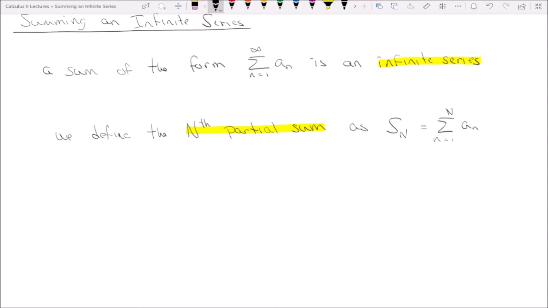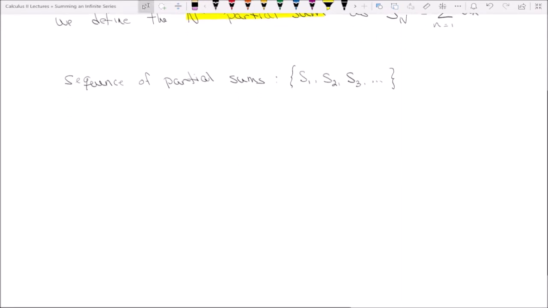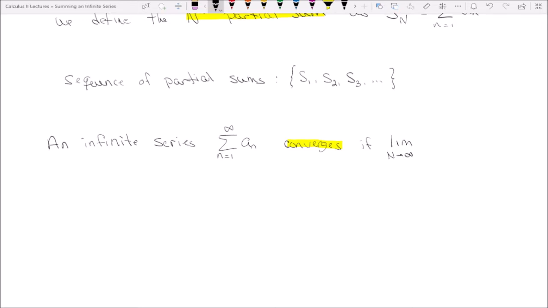Okay. Then we look at the sequence of partial sums, S1, S2, S3, and so on and so forth, and we look to see if the sequence converges. So we say an infinite series converges if the limit as capital N goes to infinity of S sub n equals S. In English, if the sequence of its partial sums converges to some value S.